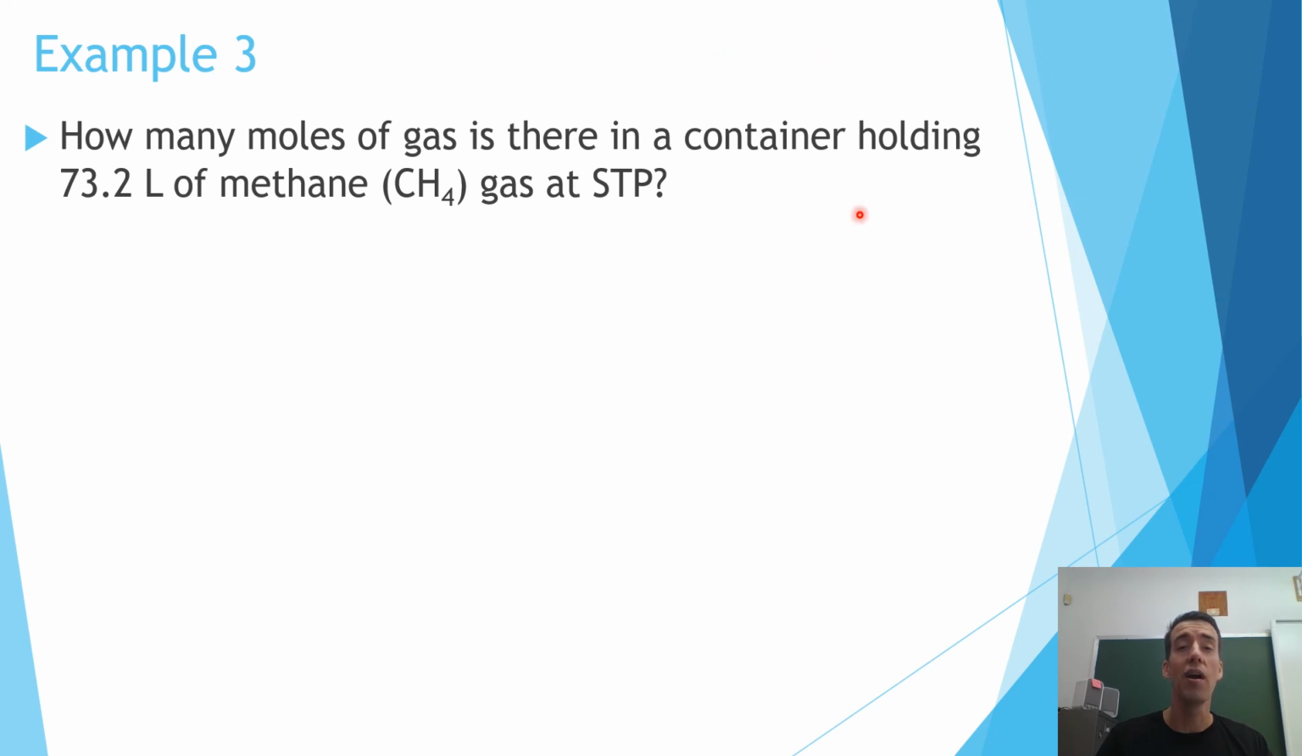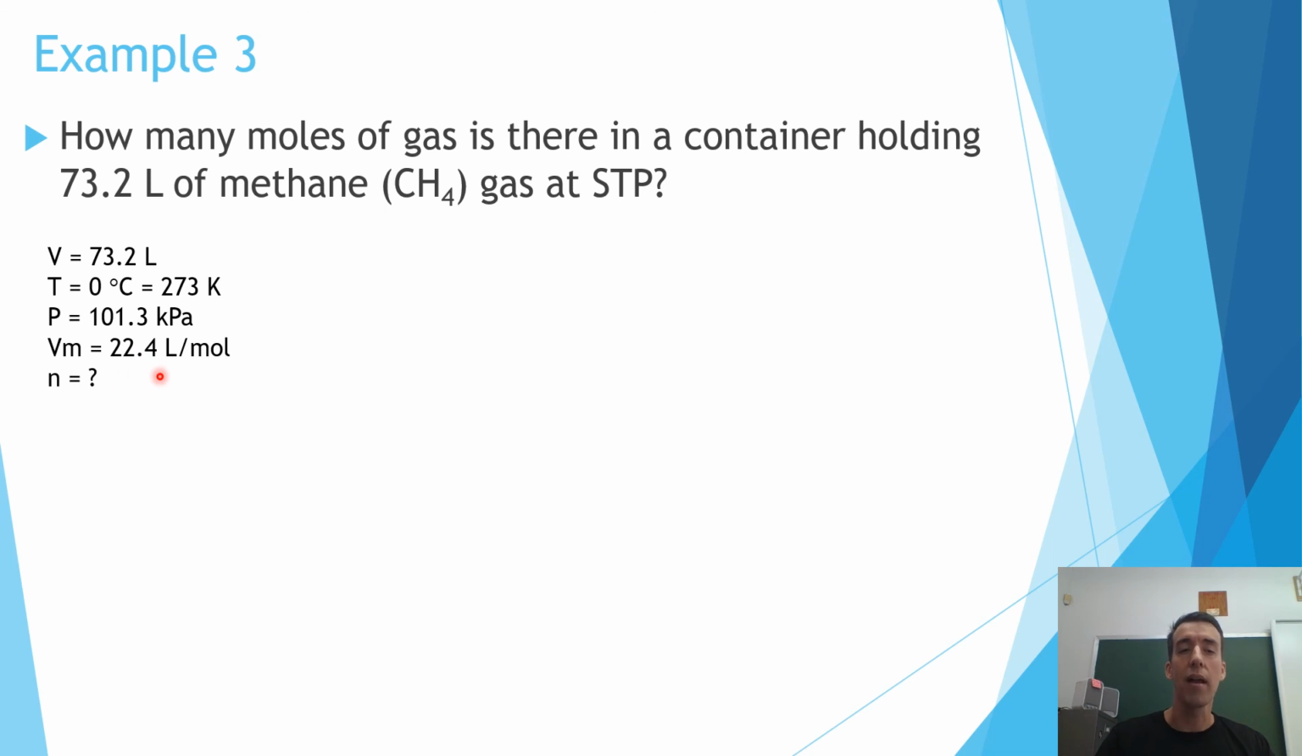And finally, for example 3, how many moles of gas are there in a container holding 73.2 liters of methane, CH4, at STP? So we don't need to write all the variables because we know we're at STP, so that's going to let us write those variables. The volume is given, 73.2. The temperature at STP, that's 0 Celsius, which is 273 Kelvin. The pressure is 101.3, and now we know also this much, that if we had only 1 mole of that gas, the volume would be 22.4.